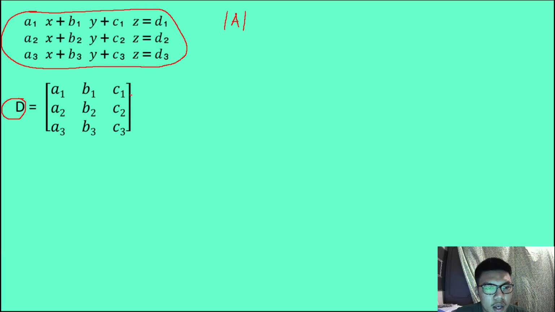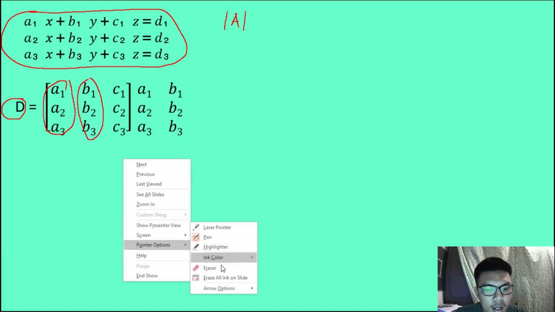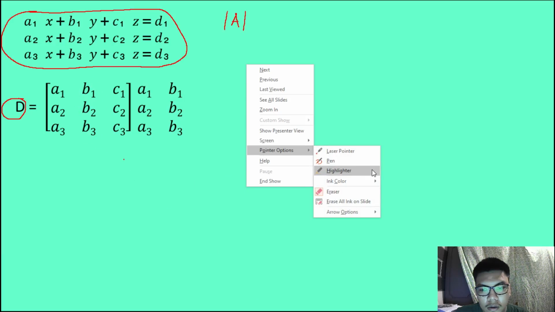Then, first step, you copy the first two columns. Kukopyahin lang natin tong row na to, column na to, at ang column na to. Then, we're going to draw a diagonal line. Okay, so here A1, B2 connected to C3, then B1, C2, C3, A3, then C1, A2, A3.